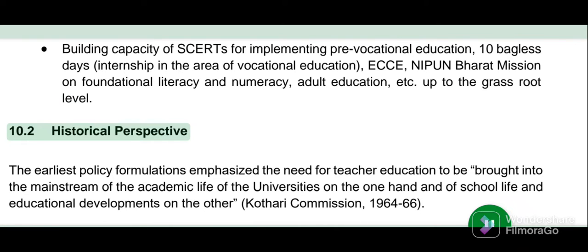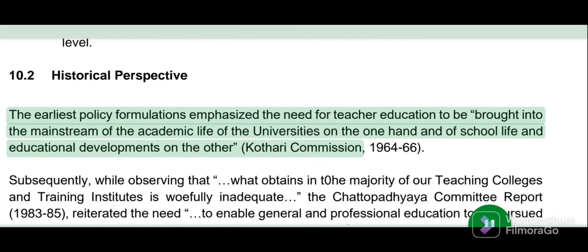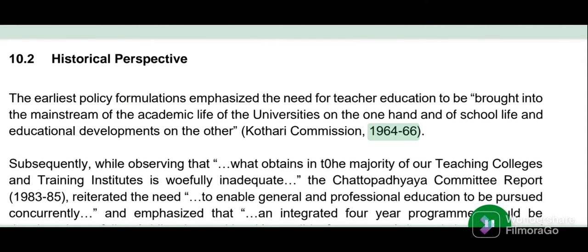10.2 Historical perspective. The earliest policy formulations emphasized the need for teacher education to be brought into the mainstream of the academic life of the universities on the one hand and of school life and educational developments on the other. Kothari Commission, 1964-66.